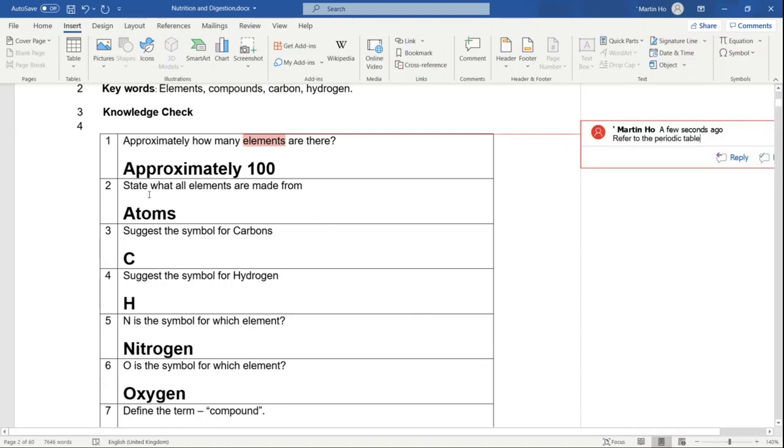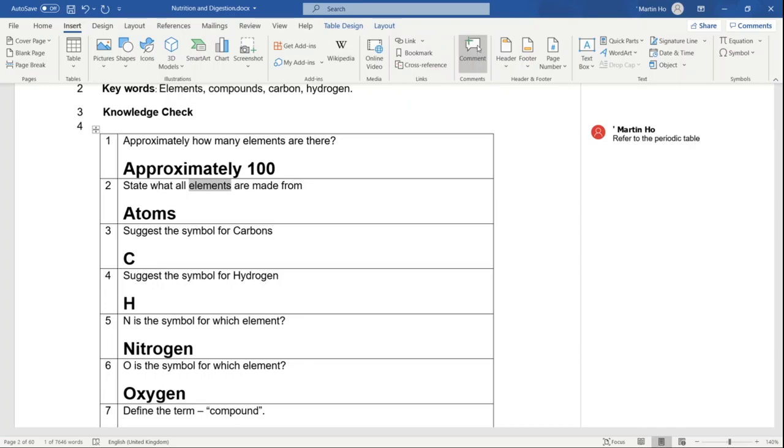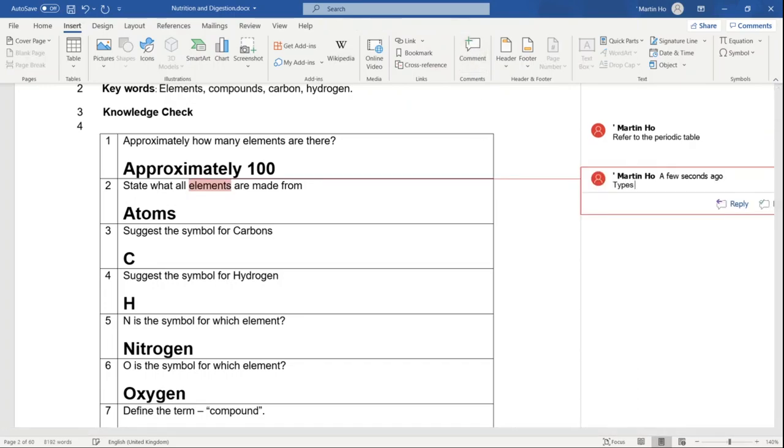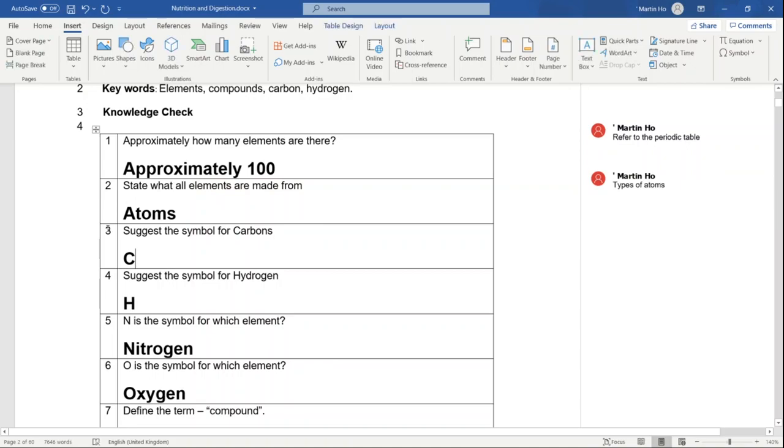2. State what all elements are made of. Elements, as we understand, are types of atoms. So, because elements are types of atoms, all of them will be made up of atoms as well. 3. Suggest the symbol for carbon. Carbon is represented by the symbol of a capital C. 4. Suggest the symbol for hydrogen. It is a capital H.